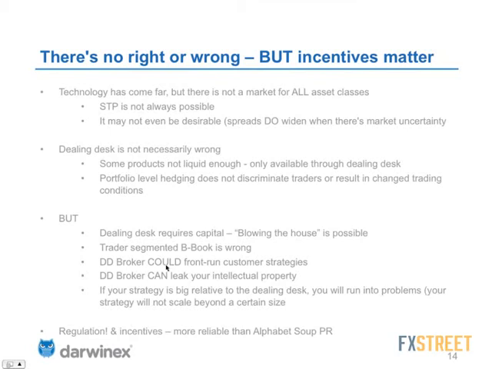And last but not least, you should always know that if your strategy and your equity and your trades are big relative to the dealing desk, you will run into problems. Because beyond a certain size, what will happen is what I discussed before, that the broker will actually pass your trades to the market, and you will see that the prices at which you're trading and the behavior of the market that you're experiencing is changing.